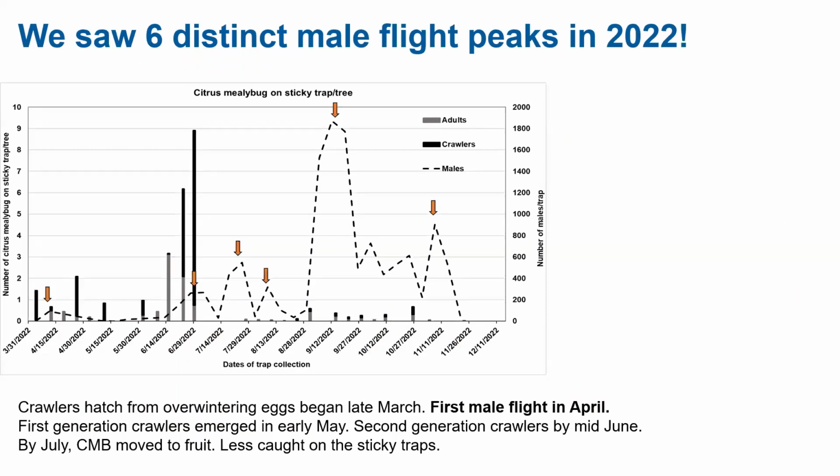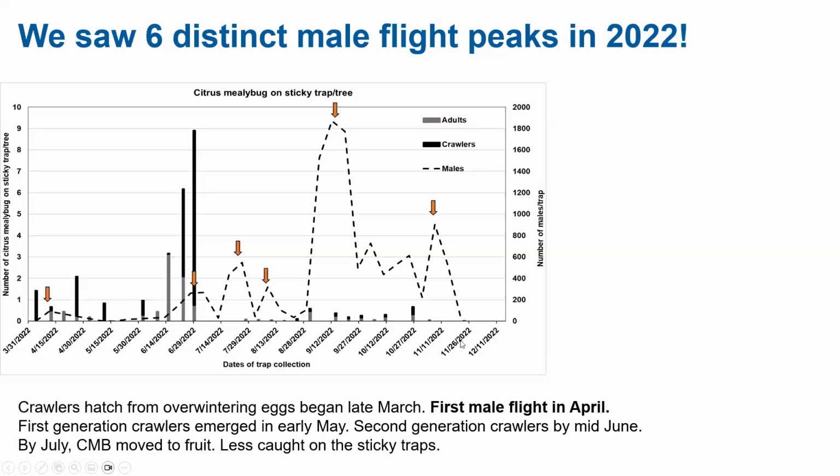And we also counted the number of mealybugs on leaves and fruits throughout the season. After 1 year of monitoring, this is what we have, the monitoring data. So let me explain this graph a little bit. On this graph that you're looking at, there are 2 different y-axes. The y-axis on the left is the number of citrus mealybugs on a sticky trap per tree, the ones that we caught on the trap every week. And the bar charts are what is showing you that data. On the right y-axis is the number of males that we caught in the traps, and the dotted lines are the data for number of males per trap.